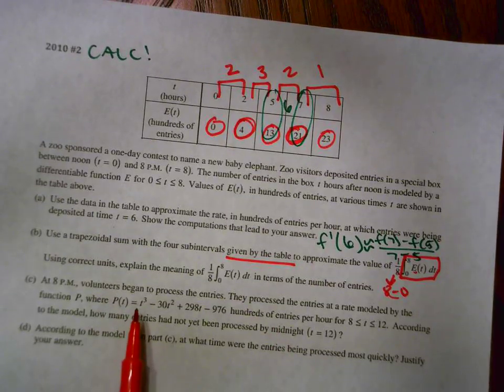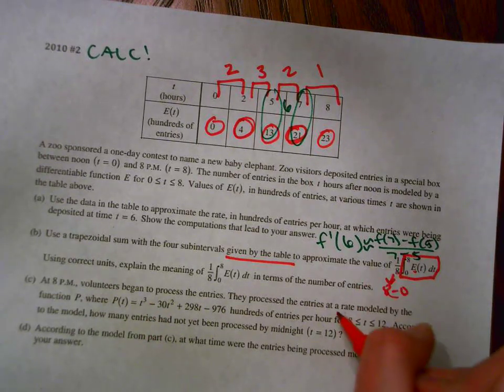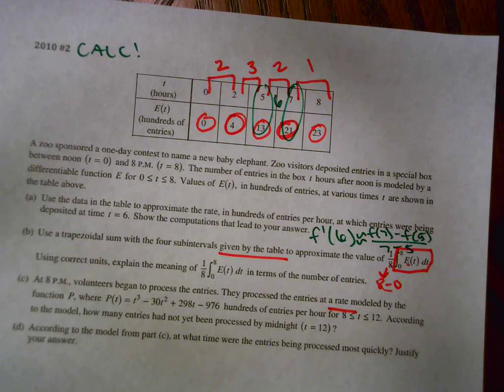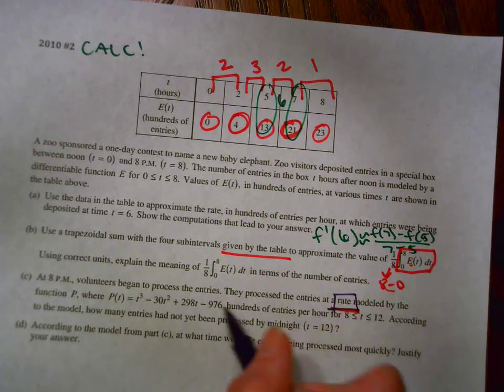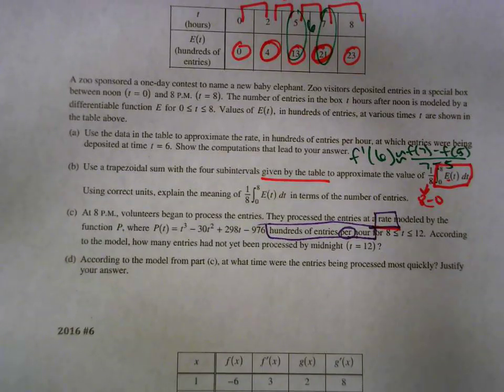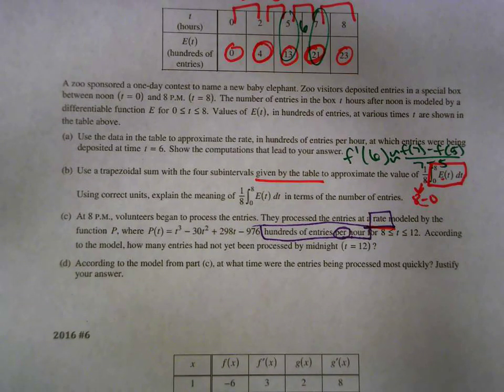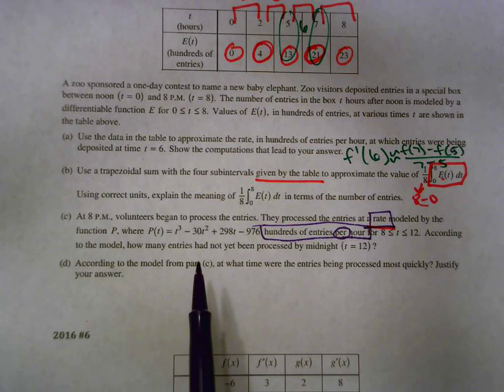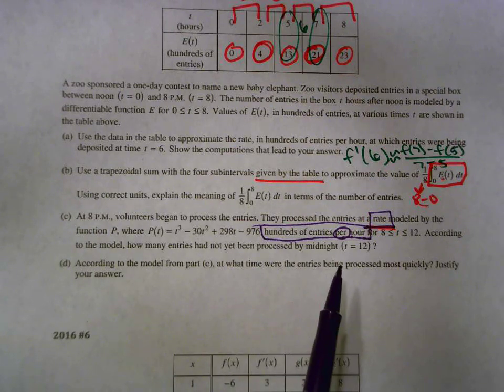Anyways, so they're processing them at a rate. Okay, this is a rate function. I'm going to use a different color. I'm trying to use a different color for each section. You notice the units. It's hundreds of entries per hour. That per is a rate. And so according to the model, how many entries have not yet been processed by midnight when t is 12?